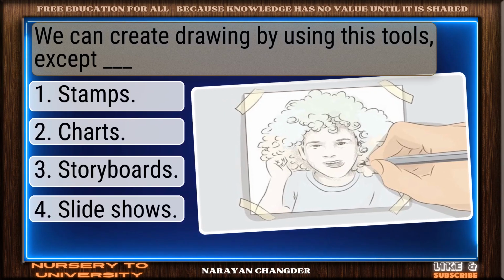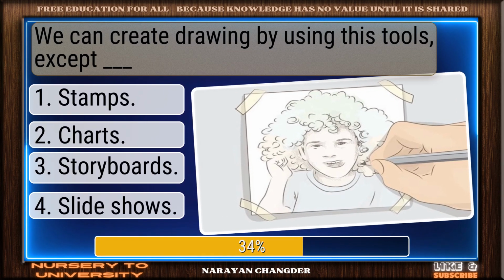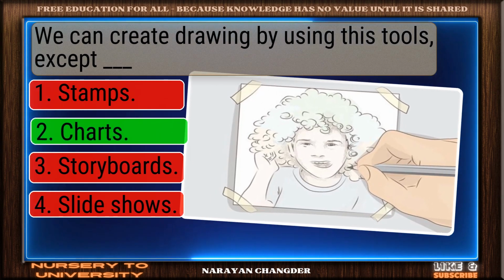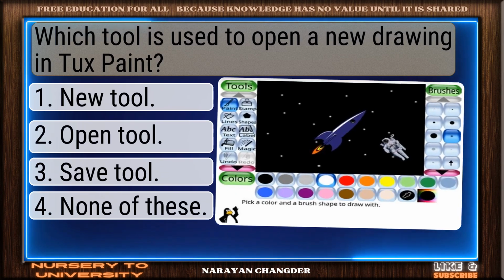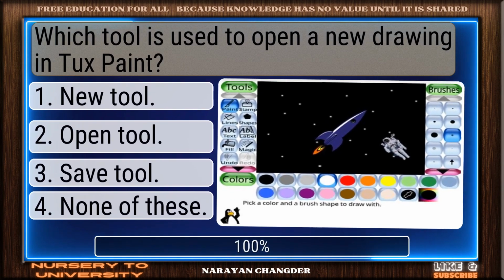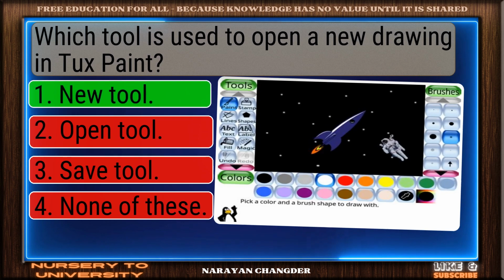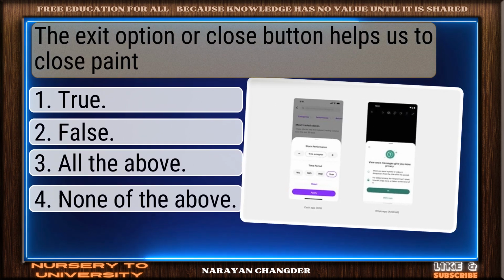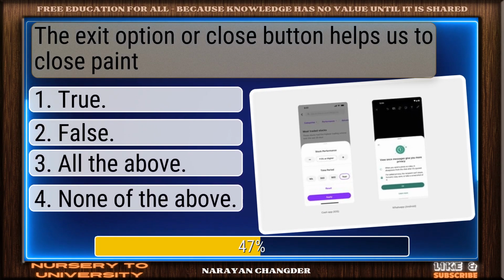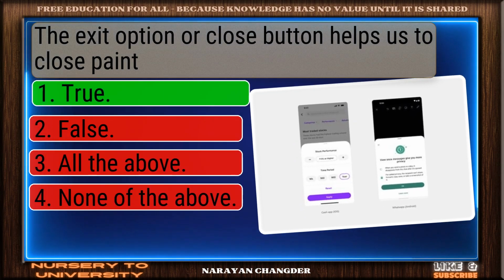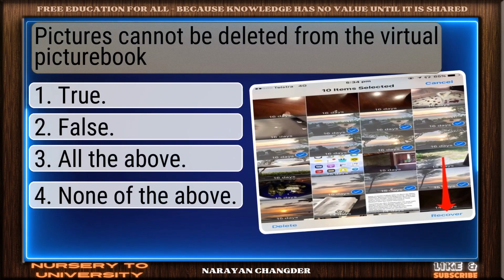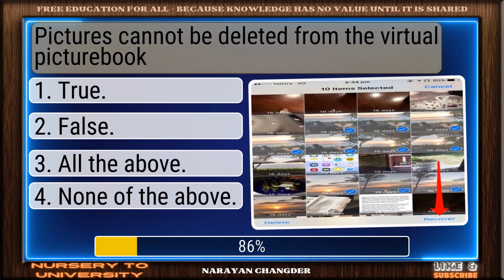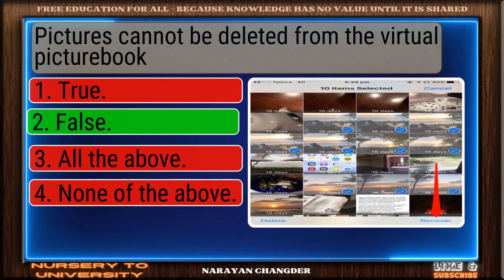We can create drawing by using this tools except dash. Excellent choice. Charts is right. Which tool is used to open a new drawing in Tux Paint? Well reasoned. New tool is correct. The exit option or close button helps us to close paint. Good thinking. True is right. Pictures cannot be deleted from the virtual picture book. Nice work. False fits perfectly.